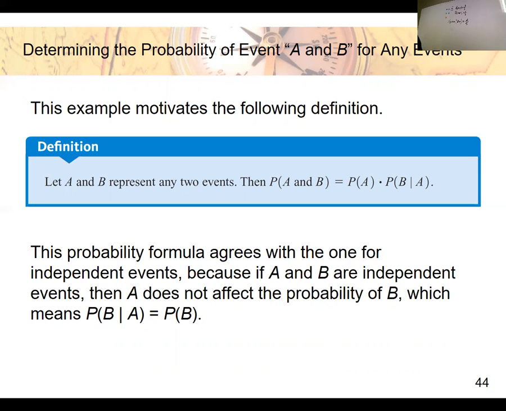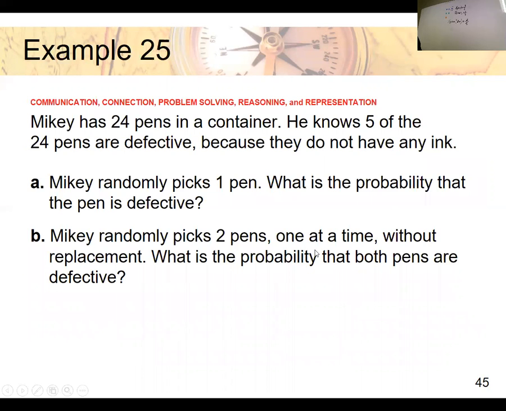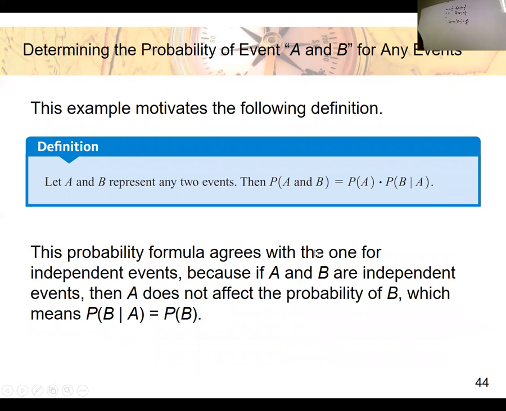Okay. But this is for what they call dependent events. Now, if they were independent, then this right here, the probability of B given A, would automatically be the probability of B. So you'll just have the probability of event A times the probability of event B. Okay. That's for dependent.